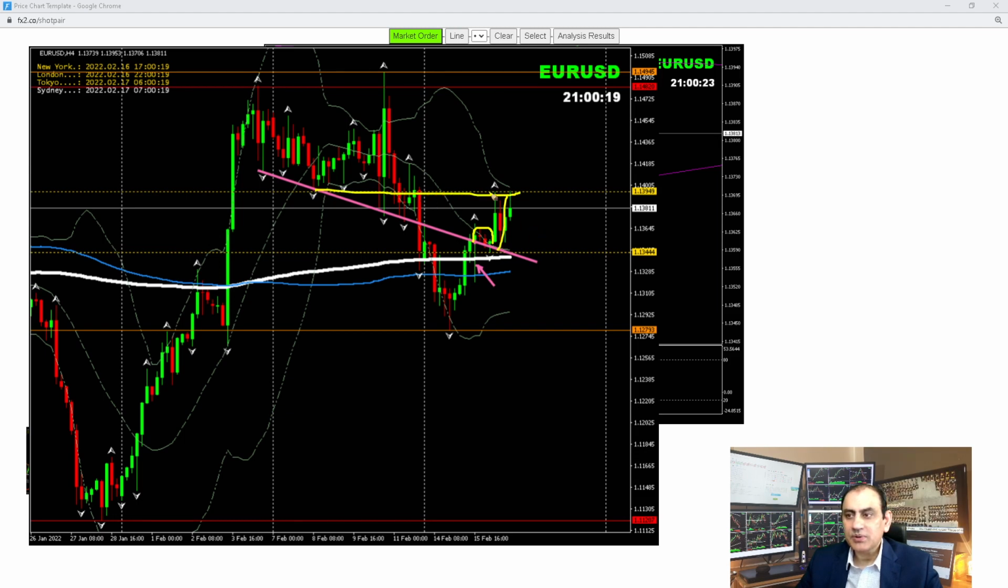Price nicely hit the profit target and banked beautiful pips, and we also had another one today at the New York session once the price broke this previous high. So we're expecting here another long trade.